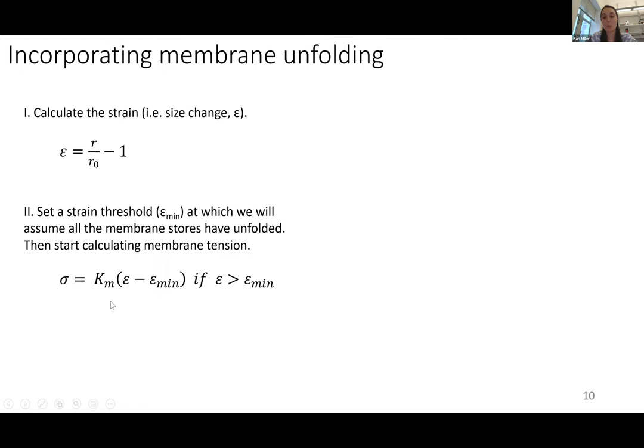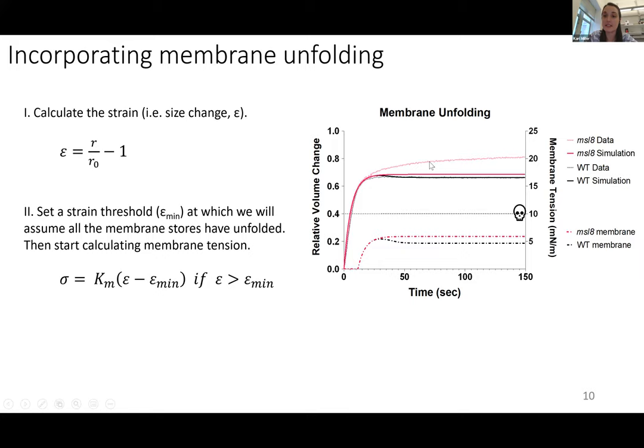So once we incorporate this into the model, what do we see? Up here, the faded lines are the actual experimental data, and the darker lines are the simulation, and we have membrane tension down here. First thing you'll notice is that the wild type simulation no longer shows that sharp overshoot. It starts to stabilize with a little bit of an overshoot, but it looks more like what we see in the experimental. Furthermore, the membrane tension in both the MSL8 mutant and the wild type are now below the lytic threshold, which is much more realistic and reasonable.